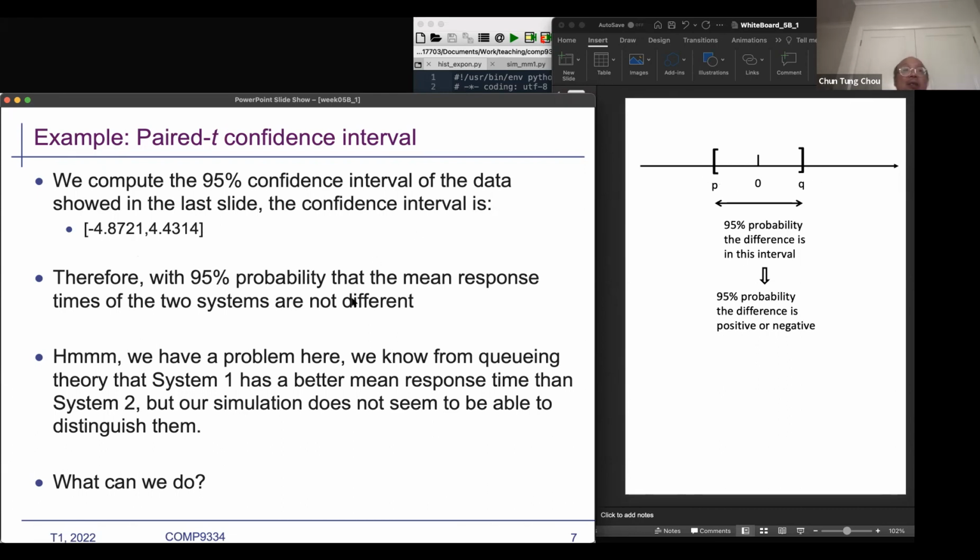Now, what it means is, with 95% probability, we can't say the mean response times of the 2 systems are different. The simulation results are telling us that the 2 systems are almost the same. There's no difference between them. Now, we do have a problem here, okay? Because from queueing theory, we know system 1 has a better mean response time than system 2, but our simulation results do not show that. So it seems to suggest the simulation results are pretty useless. We can't distinguish between the 2 systems. So what can we do? Have you got any suggestions?